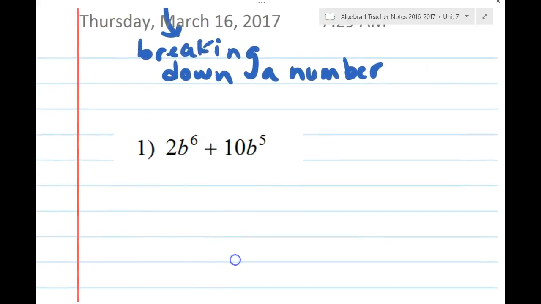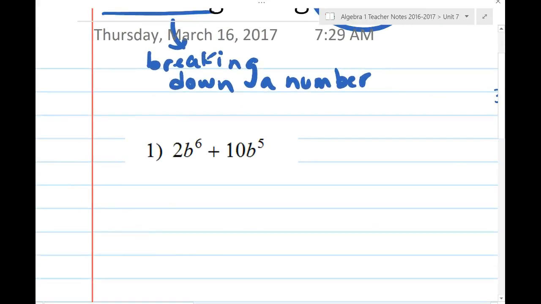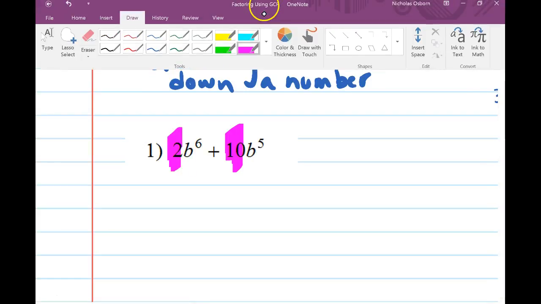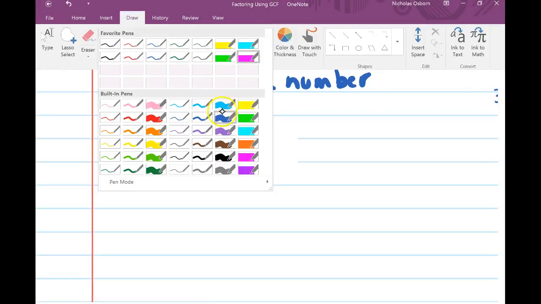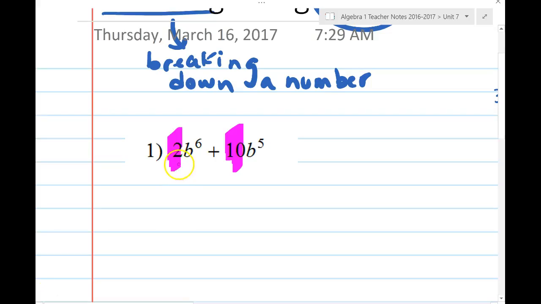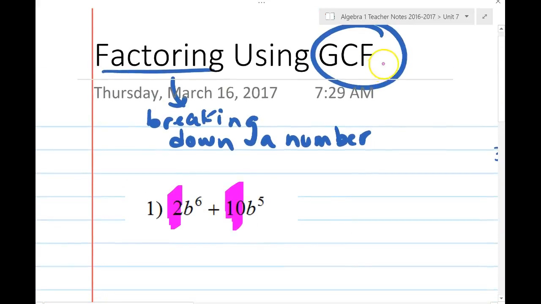So, starting with number 1, go ahead and write this at the top. This is your first example. What you're going to do is first look at the numbers. So 2 and 10. We'll deal with the variables next. Okay, first we'll look at the numbers. Now with those numbers, we want to figure out what is the greatest common factor between 2 and 10. And that's what GCF stands for. GCF is greatest common factor.